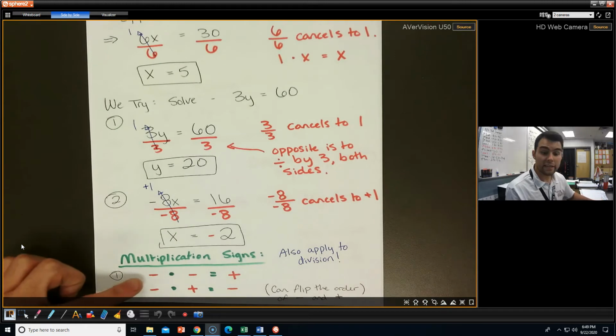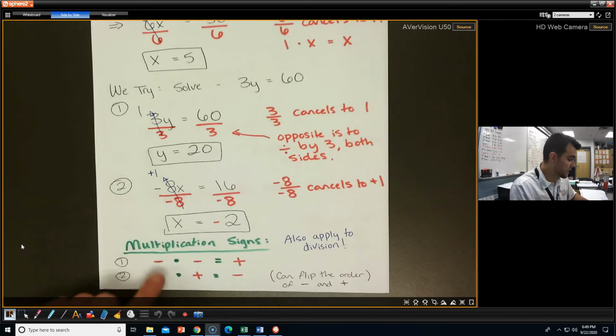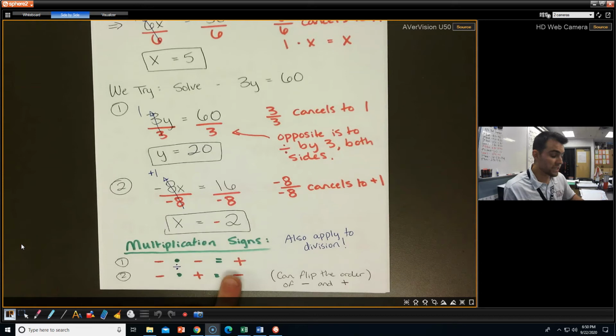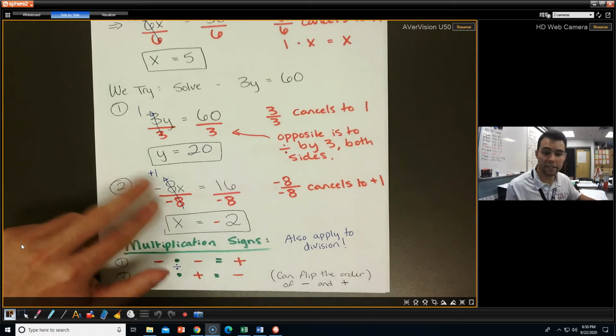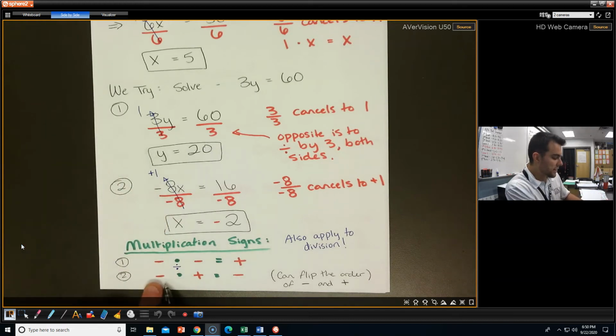So if you have a negative times a negative, you're going to get a positive. Likewise, it applies to division. So if I divide a negative by a negative, I still get a positive out of it. And you saw that with the negative 8's canceling. But I can also do this. What if I have a negative times a positive? Or a positive times a negative? You're going to get a negative answer.